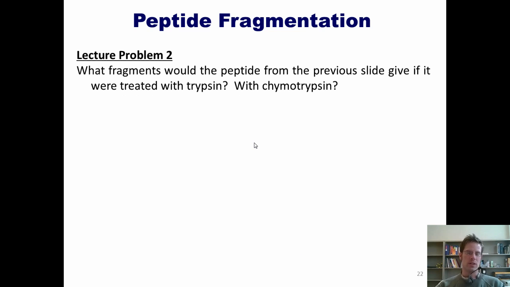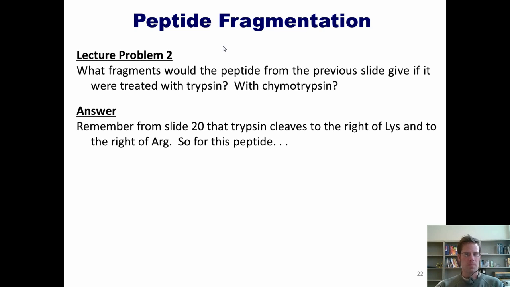Now to another question. What fragments would the peptide from the previous slide give if it were treated with trypsin and with chymotrypsin? I'm going to give you the answer, of course, but if you want, you can pause it and think about this for a moment.